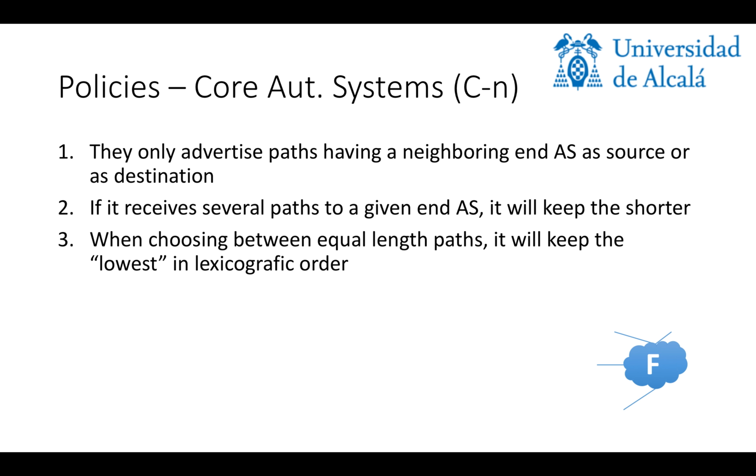Now the policies of the network core autonomous systems, which will be numbered as C1 to C3. The first, that they will only advertise paths having a neighboring end autonomous system as the source or the destination. The second, that if it receives several paths to a given end autonomous systems, it will keep the shorter. And the third one, that when choosing between equal length paths, it will always keep the lowest in lexicographic order.